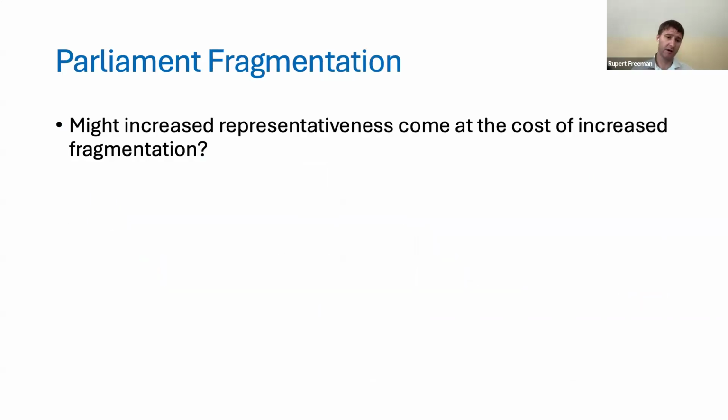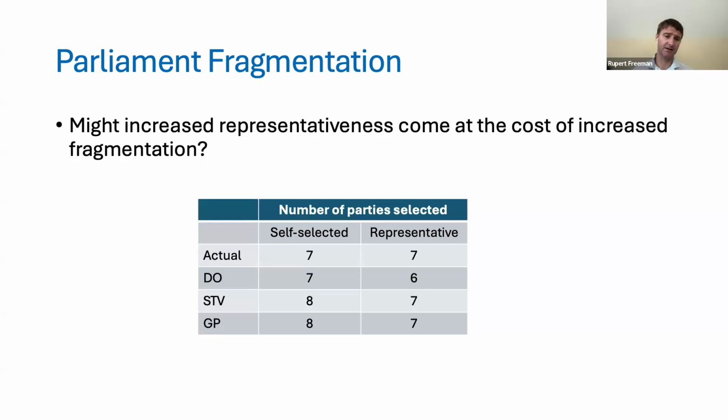You might wonder if this increased representativeness comes at the cost of increased fragmentation in the parliament, more parties being selected. This isn't really the case. In the actual election, France sent 7 different party lists to the EU Parliament. Depending on the sample and the rule, we send between 6 and 8. So it's roughly similar in terms of fragmentation. Of course, while the number of parties and the set of parties is similar, the seat distribution might be quite different because we're doing this vote transfer. And of course, that's where our additional representation is coming from.